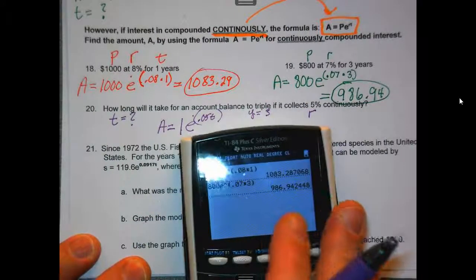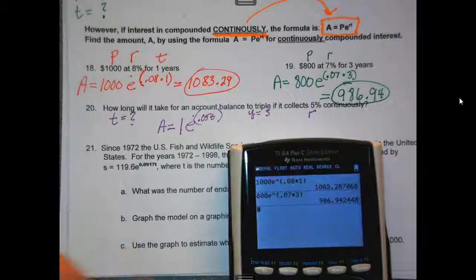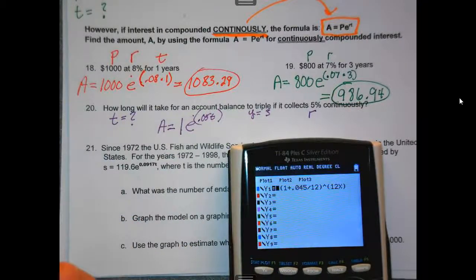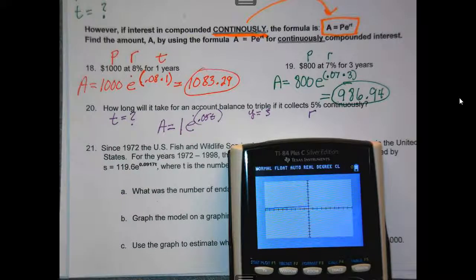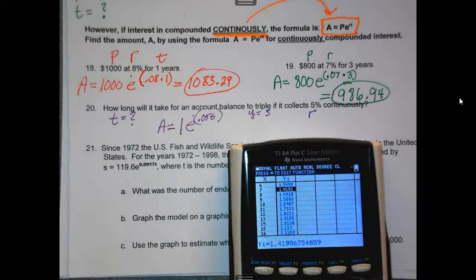Okay, so put that in your graphing calculator. 1 times E raised to the 0.05. We have to use X because we don't have a T. And graph it. And I'm looking for Y equal 3, right? Let's see. Keep scrolling down. What is it? 22.